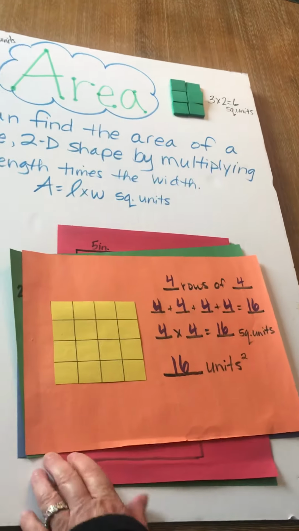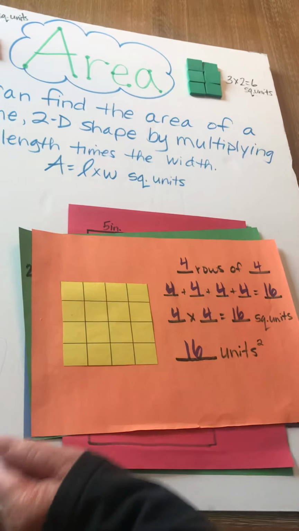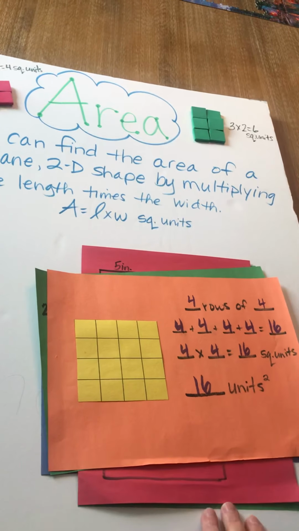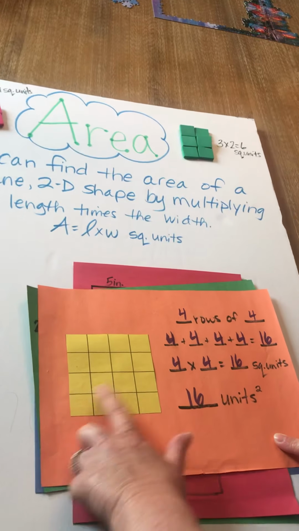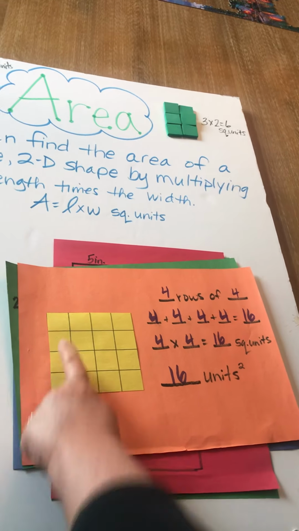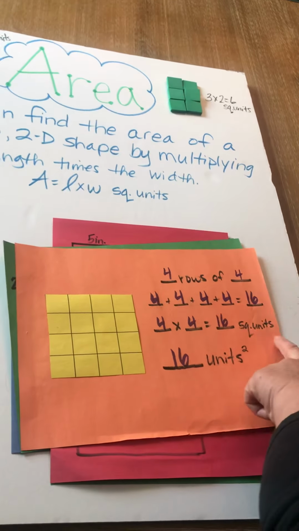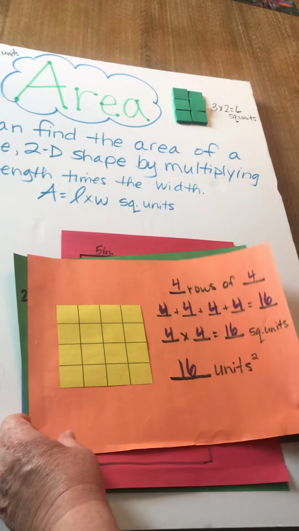Here's another example. I have another array. I have 4 rows. In each row, there are 4 tiles. I could use repeated addition: 4 plus 4 plus 4 plus 4 equals 16. Or I can do multiplication: 4 times 4 equals 16 square units, or 16 units squared with the little number 2.